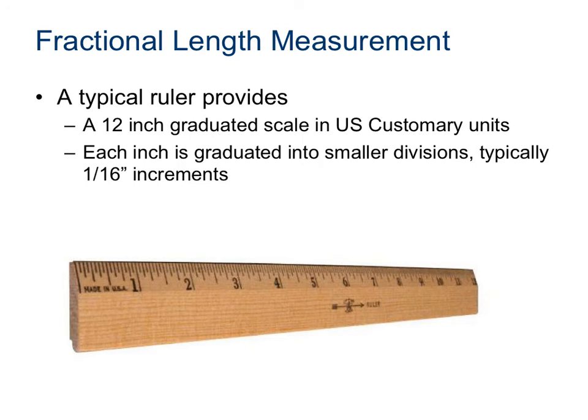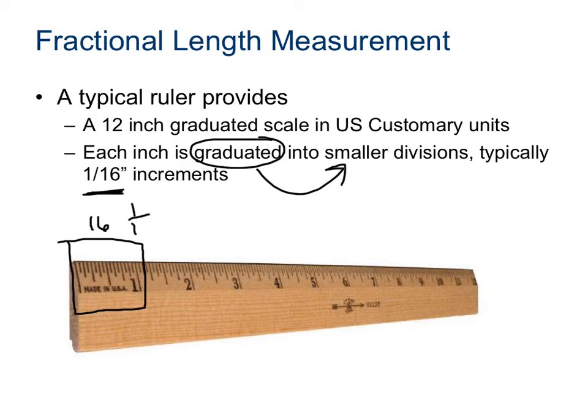Okay, so look at the ruler. Rulers are typically 12 inches long, 1 foot long, and each inch is graduated into smaller divisions. So graduated means that it's going into smaller divisions, and typically they're 1/16 of an inch increments. That just means that if you count all of those little ticks there, every single one of them, you will have 16 1/16.